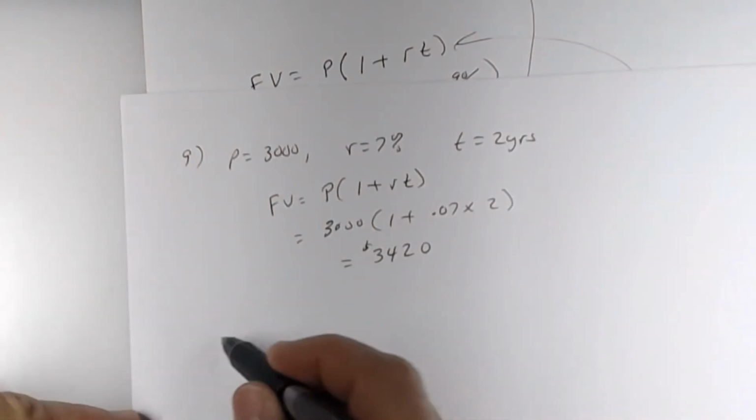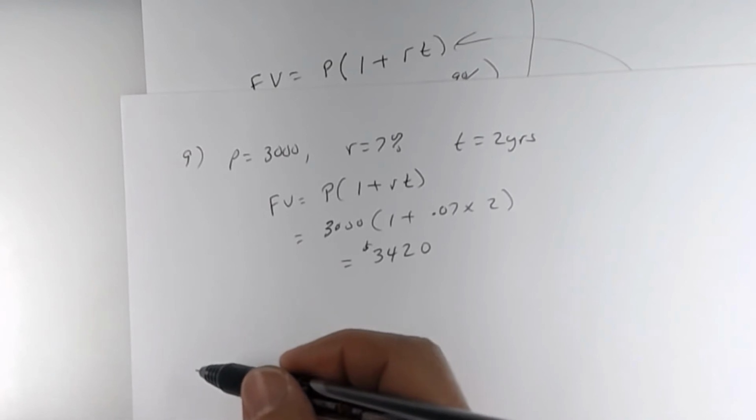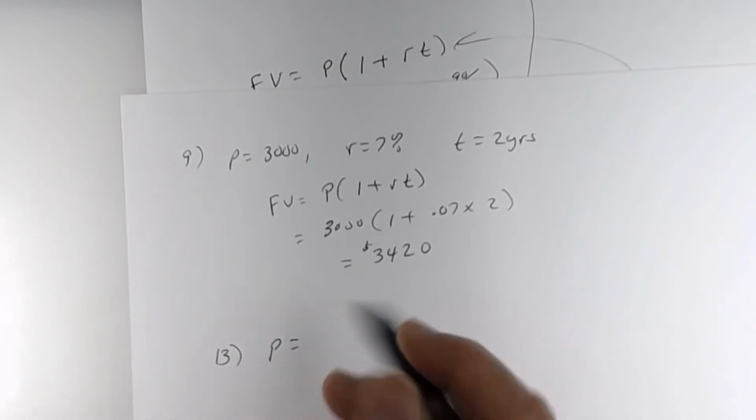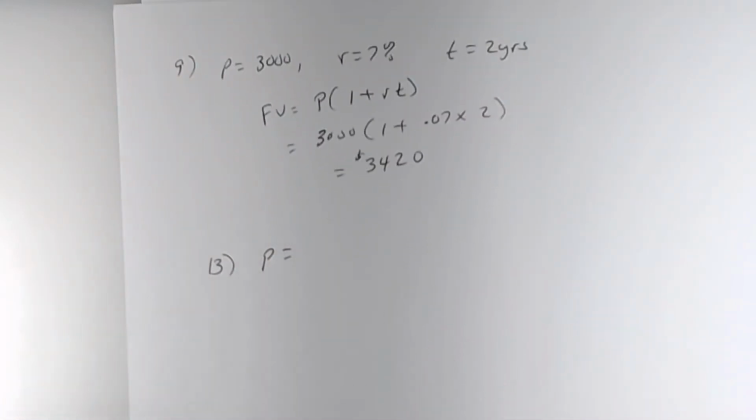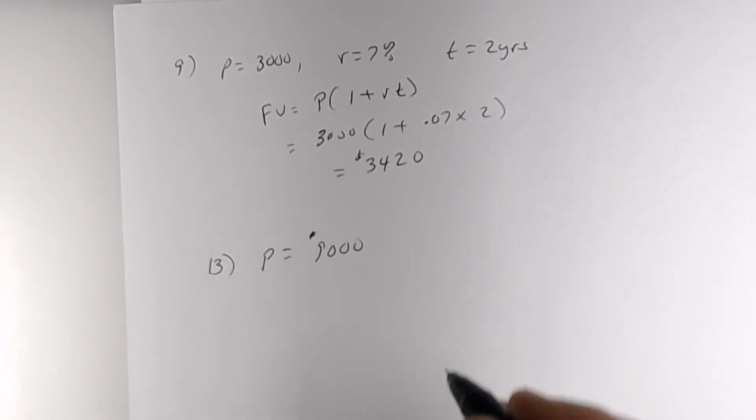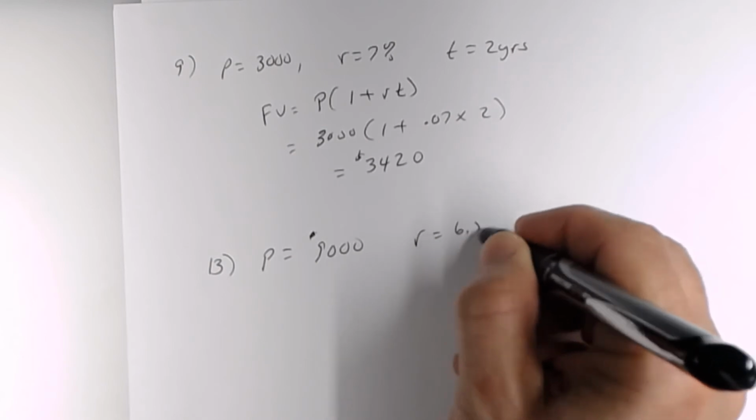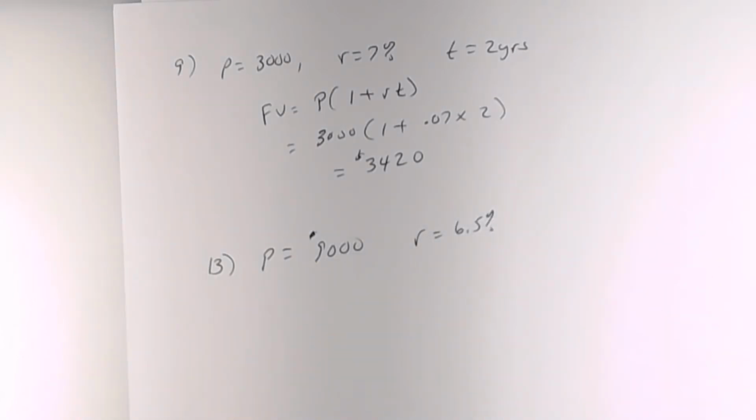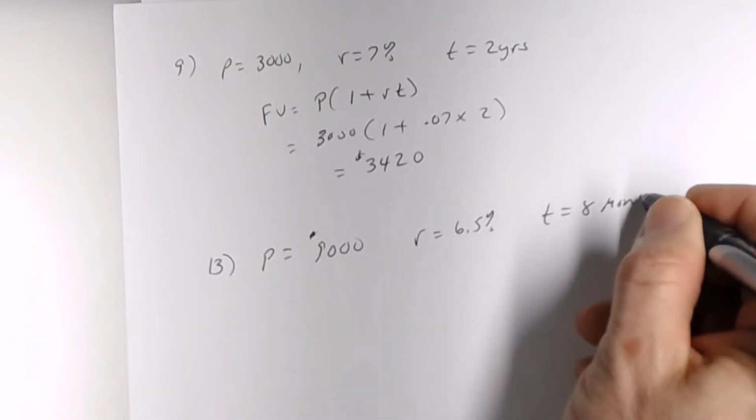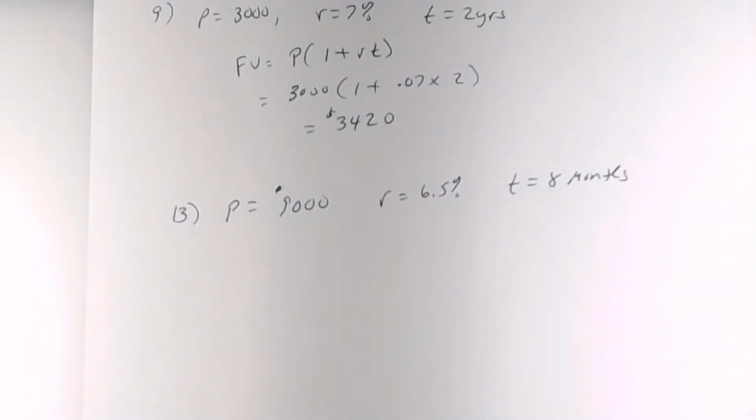All right, let's look at number 13. So the principal this time is $9,000. The rate is 6.5%, and the time is 8 months. Okay, so the principal's $9,000, the rate 6.5%, and the time is 8 months.